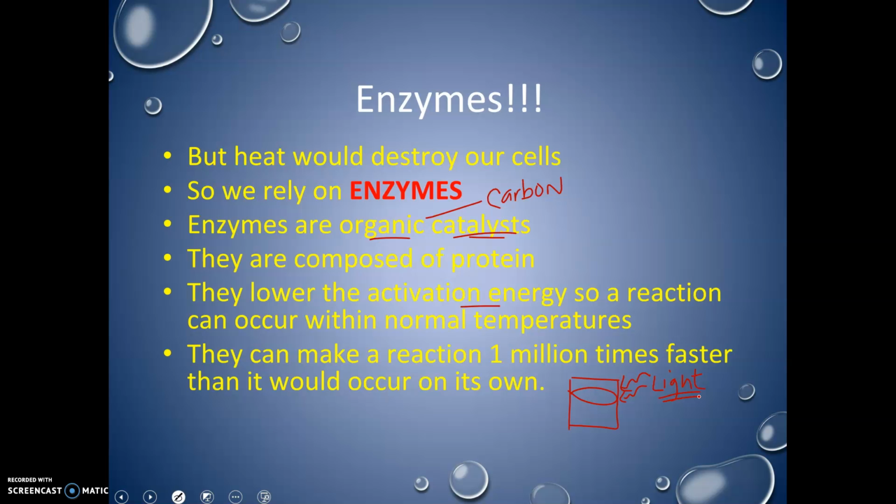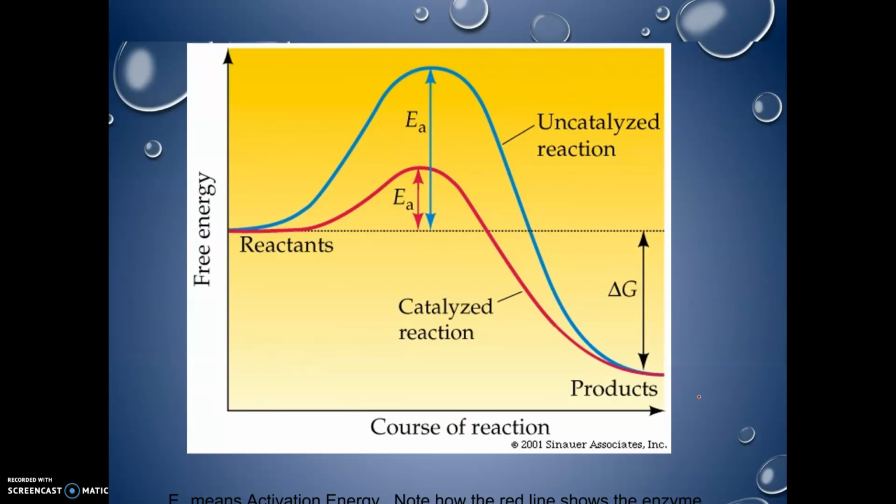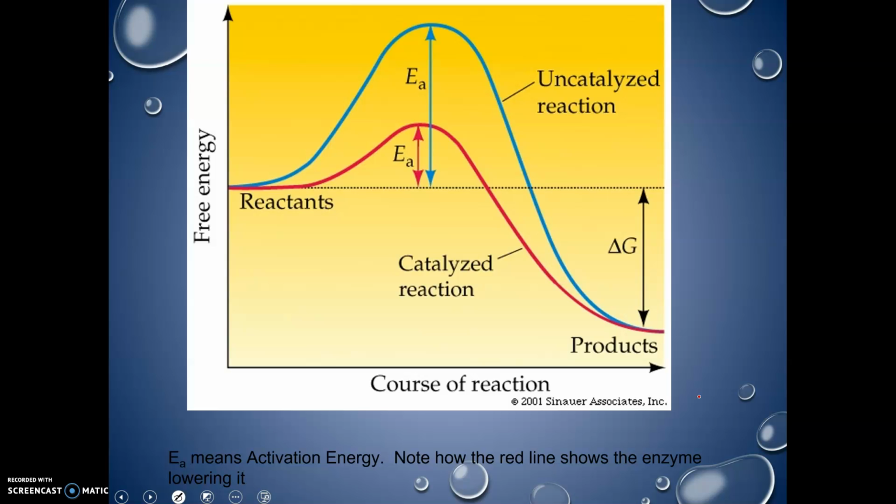Well, it turns out in our cells, there's an enzyme. And what that enzyme does is it lowers, see how now this little hump, if I only had to push my rock up to this level, I could do that much easier than if I have to push my rock all the way up here. And so there's an enzyme in our body.